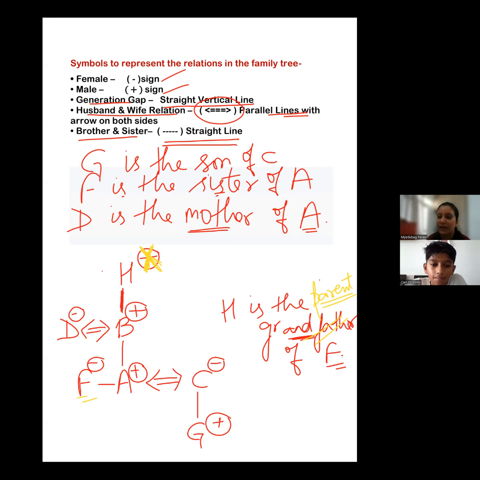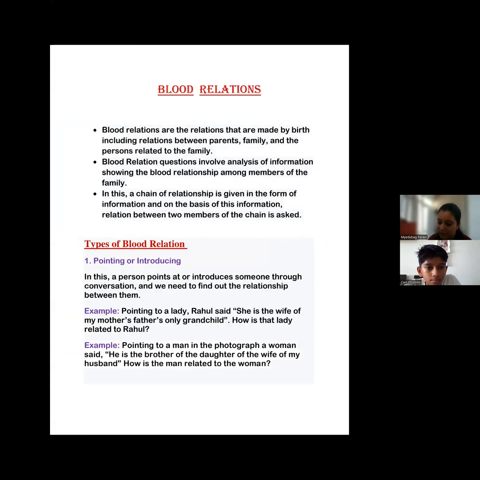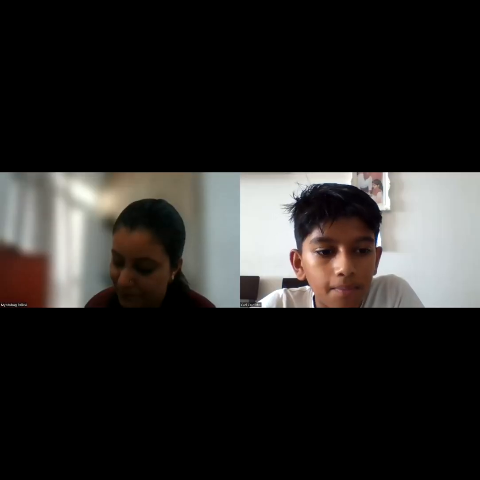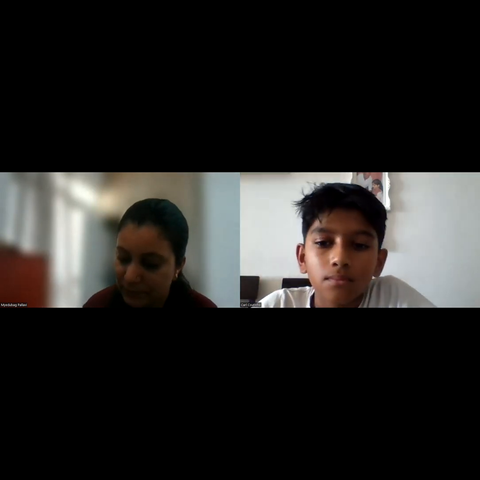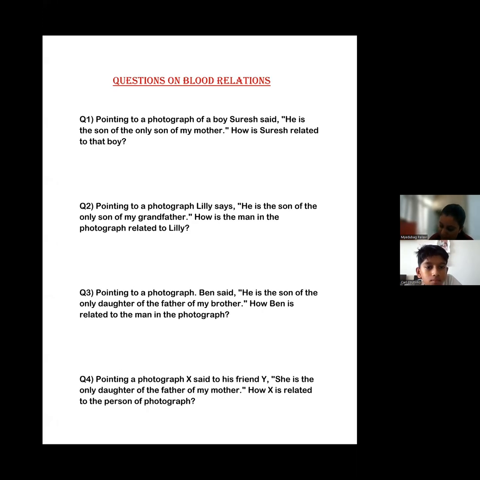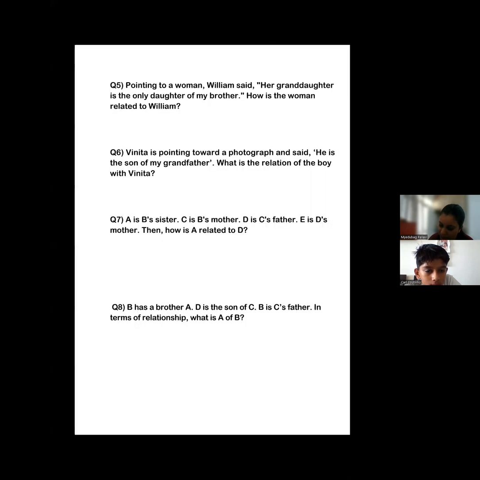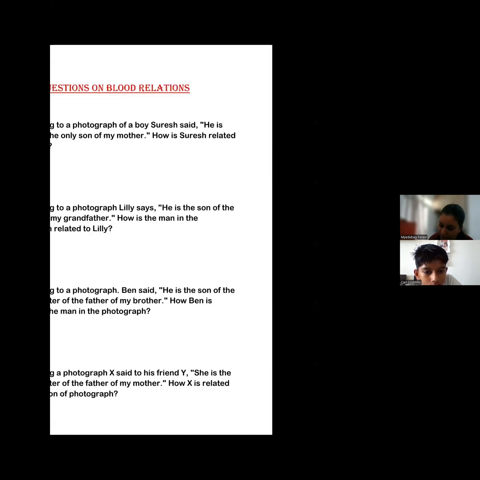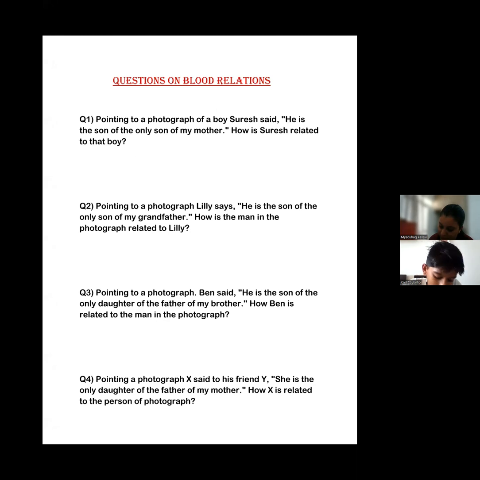So we'll try some questions on this now, based on both types, pointing type and family type. Let's start. The first type is pointing type, and the first 5 questions are based on that only. Let me do the first one with you, so see how it is asked.